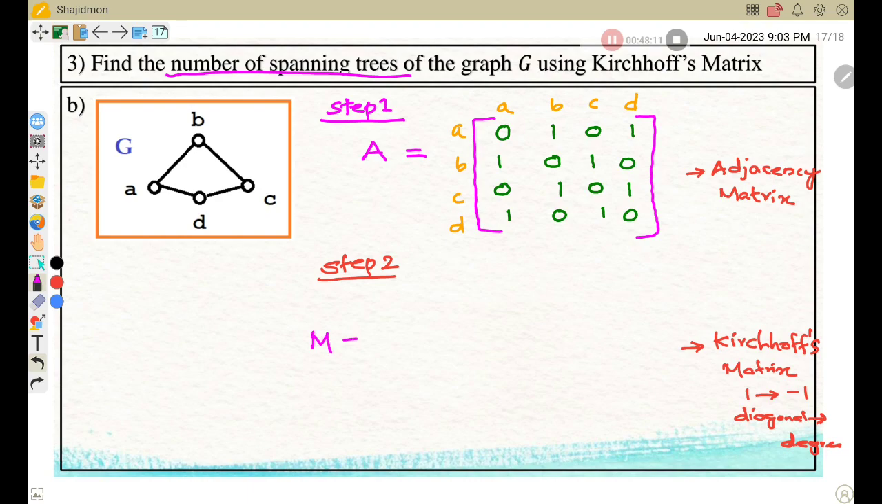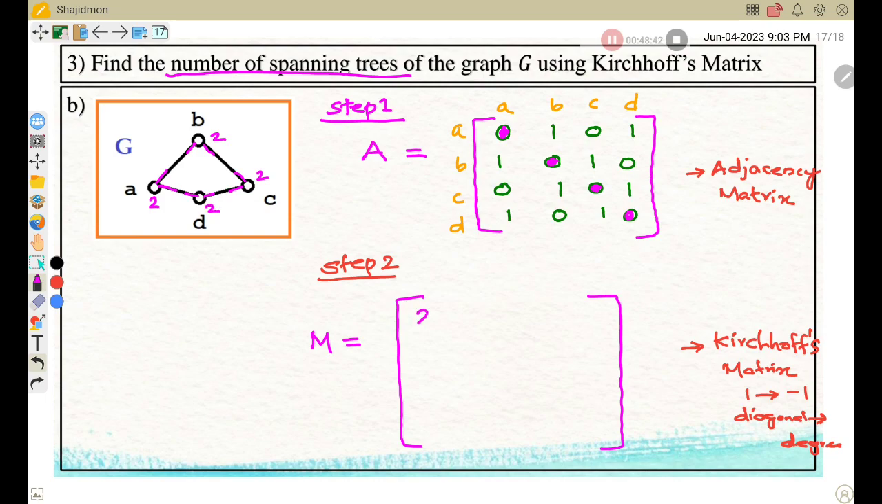M equal to the matrix. First, do you know what the diagonal numbers are? The zeros, these are the diagonal numbers. So for each diagonal number we need to write the degree of that vertex. A, what is the degree? How many edges incident? 2. B, what is the degree? 2. C also degree 2. D also degree 2. All vertices have degree 2.